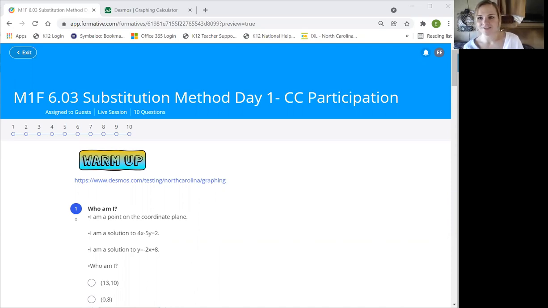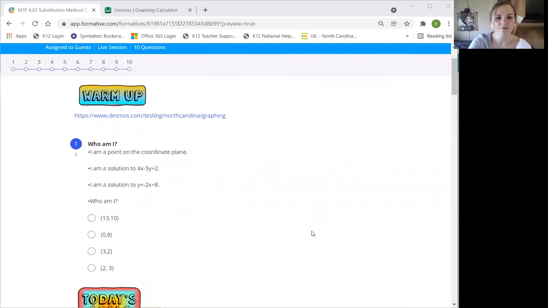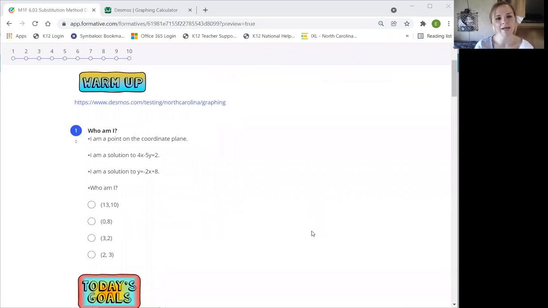So today we are going to work on 6.03 substitution method. We are again looking at a different method for solving systems of equations. We're still looking at something that has two equations, but today we're going to look at substitution rather than graphing.